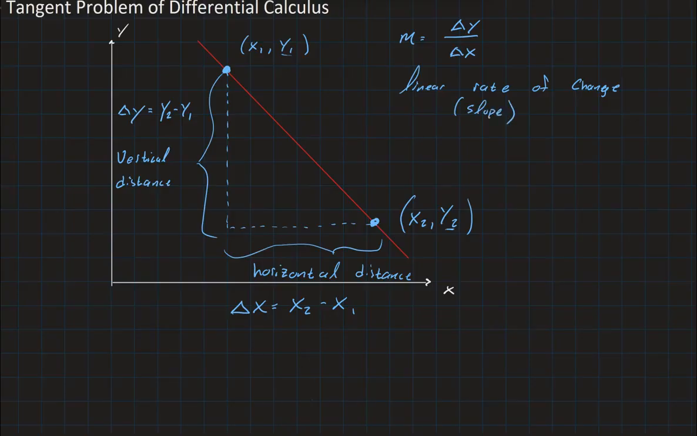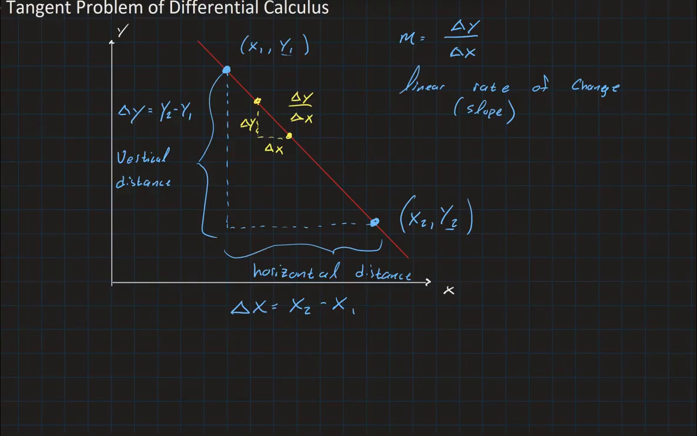Now the cool thing about the slope of a line is that it's constant. The slope of the line doesn't change. No matter where I go on this line, if I pick 2 points on this line and I measure the vertical distance and the horizontal distance, and I find that ratio, it's always going to be the same. It doesn't matter where I find these 2 points.